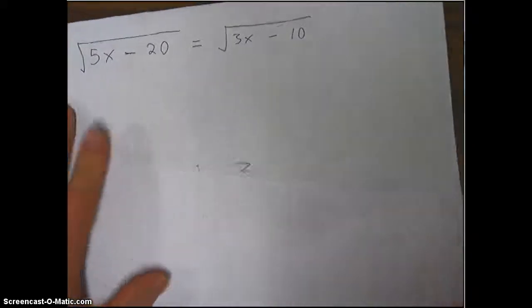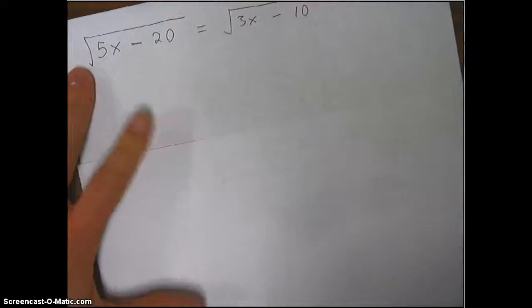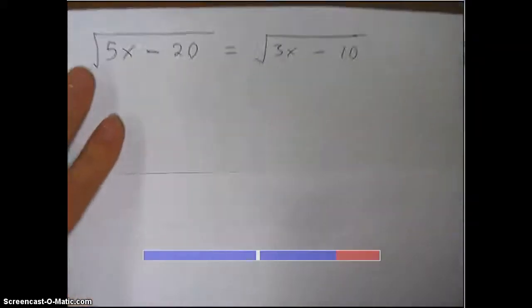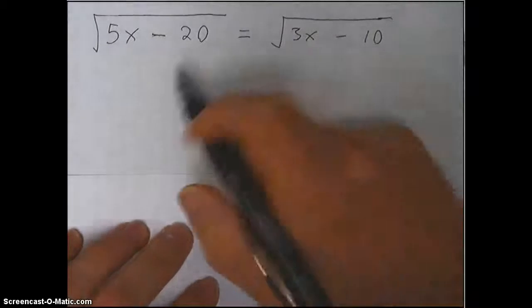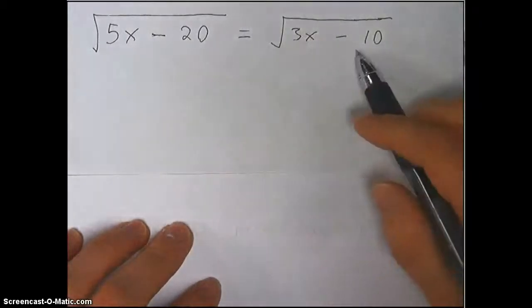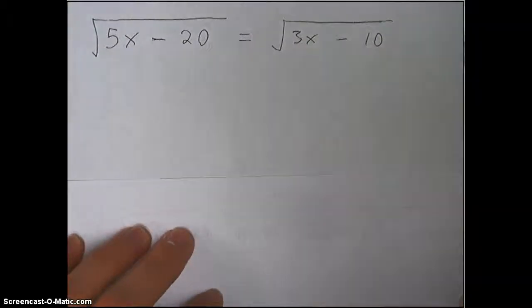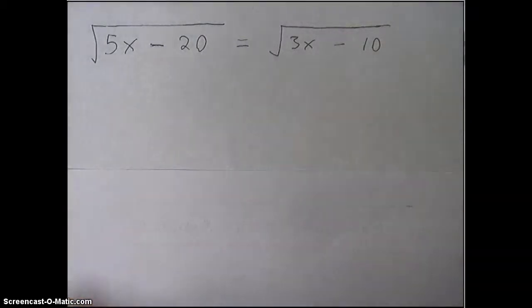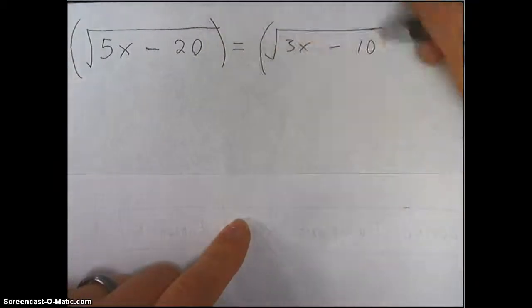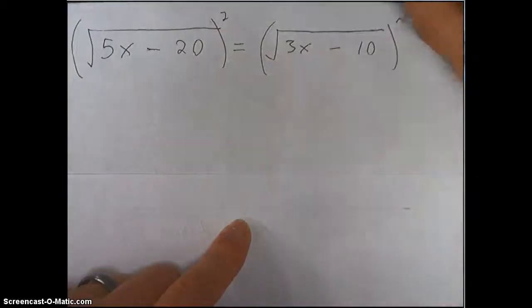and start with an equation that looks like this. Square root 5x minus 20 equals the square root of 3x minus 10. Now, when you're solving, what you're trying to do is get the x by itself. And this is actually the easiest problem you're going to see. The first thing you ought to do is square both sides.